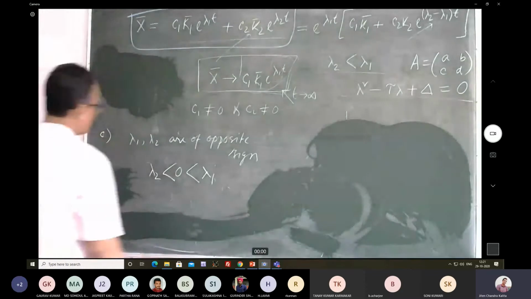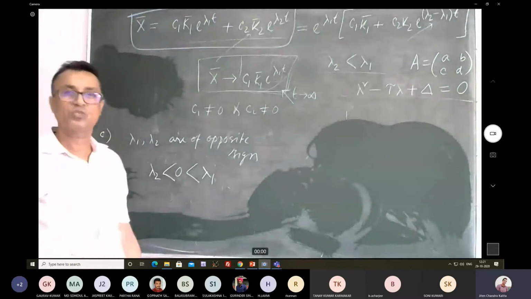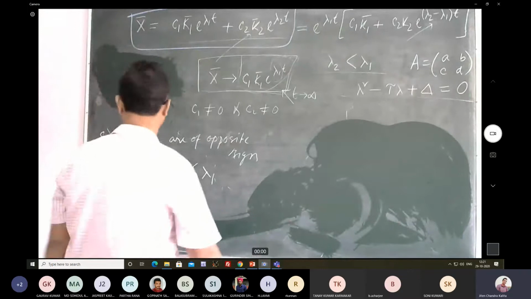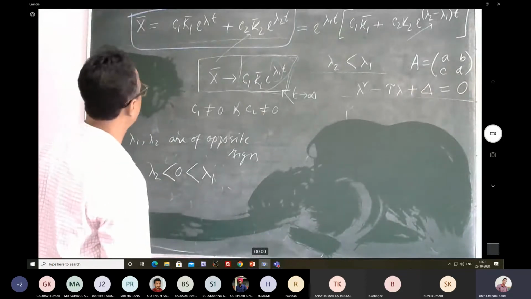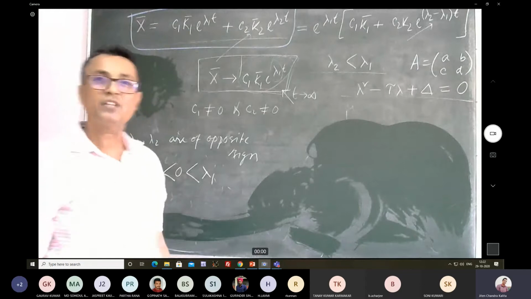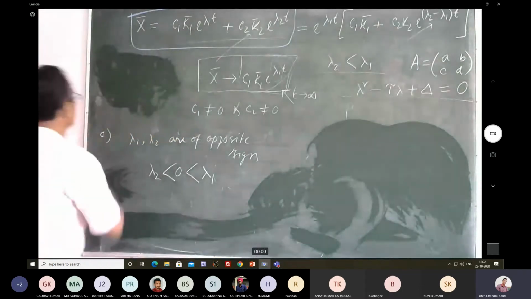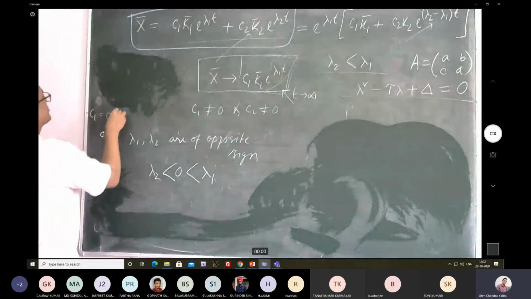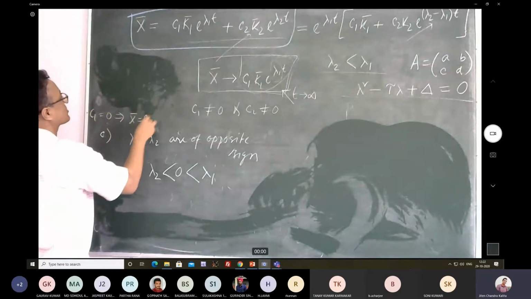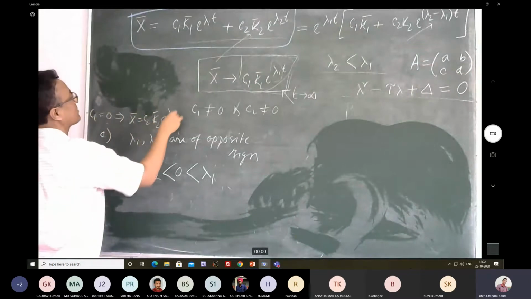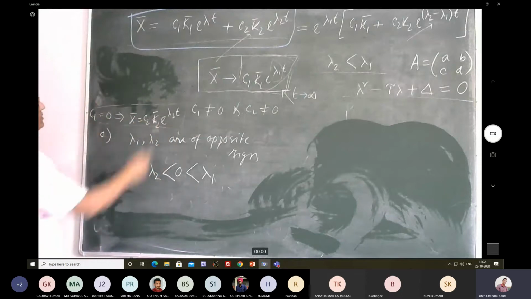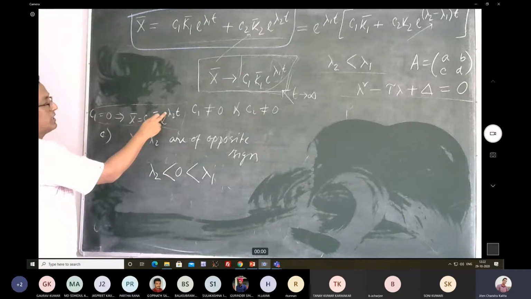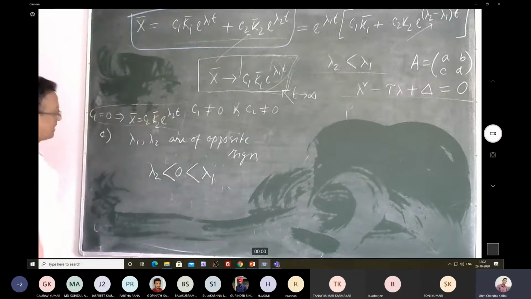Let me try to explain it in another way. Firstly, let us assume that C1 equal to 0. In that case, what am I going to have? I am going to have x given by C2 K2 e to the power lambda 2t. So C1 equal to 0 implies x equals C2 K2 e to the power lambda 2t. In this particular case, what is going to happen? Because lambda 2 is negative, what is going to happen?